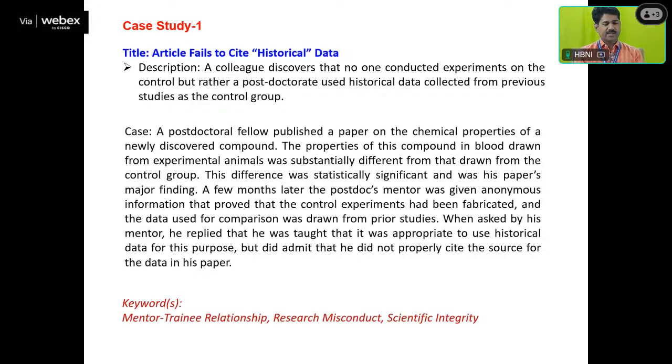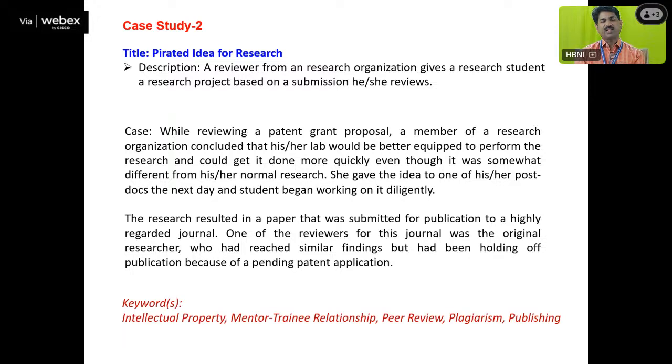So this is the first case study. So we'll go to the next one. Yeah. This is case study number 2. The title is Pirated Idea for Research.